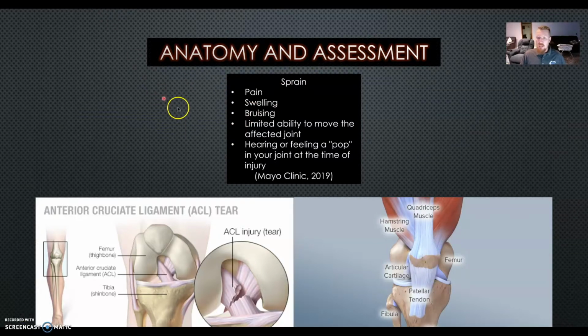Sprains, most of the time, have common signs and symptoms of pain, swelling, bruising. We have limited ability to move the affected joint, and a lot of the times an athlete will have a feeling of a pop coming from that ligament when it is injured. The injury is going to be taking place in the ACL. We're going to see this ACL coming off of the femoral epicondyle, coming down and attaching itself to the tibia. And so when we get these twisting actions, we get these tears.